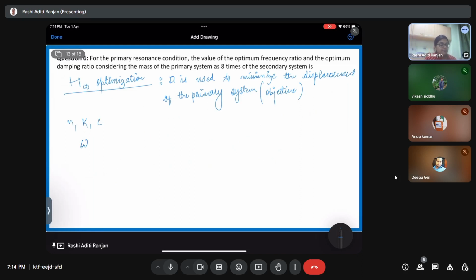If you look over here, the first thing already given in the system is that the mass of the primary system is 8 times the mass of the secondary system. There is a parameter mu, which is nothing but a mass ratio, defined as the mass of the secondary system divided by the mass of the primary system, m2 by mp.